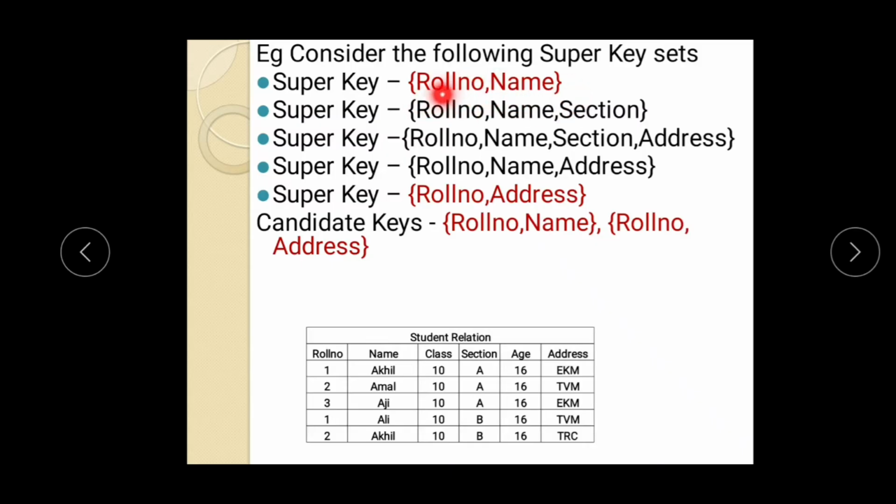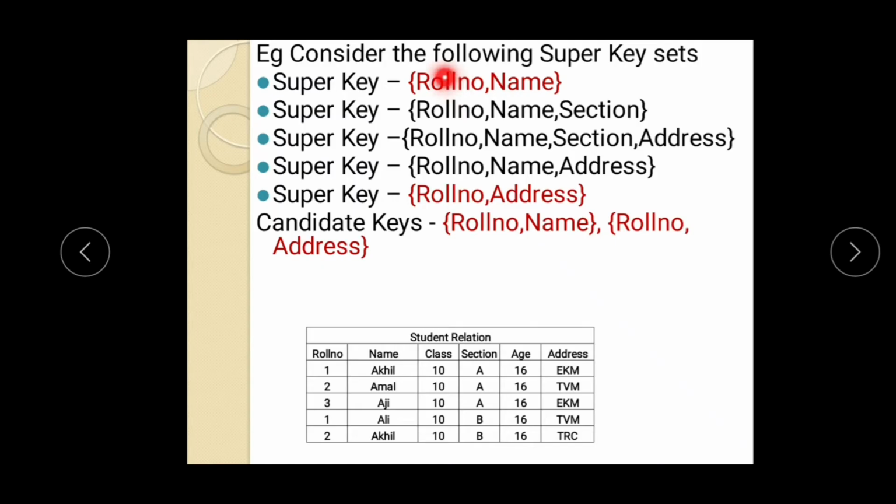Now look at here, this roll number, name. Is it possible to reduce? I am eliminating name. If I eliminate name, is it a super key? If I consider only the roll number, will I be able to identify a particular record? No. Look here, roll number is repeating, so roll number cannot be used to identify a particular record.